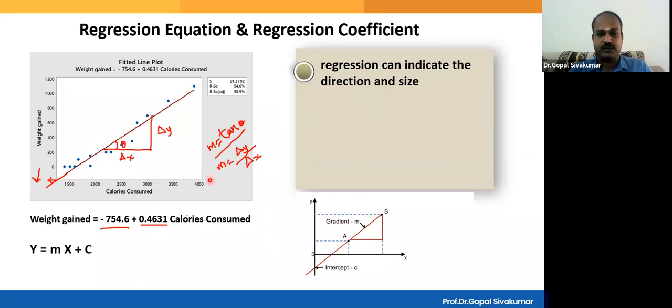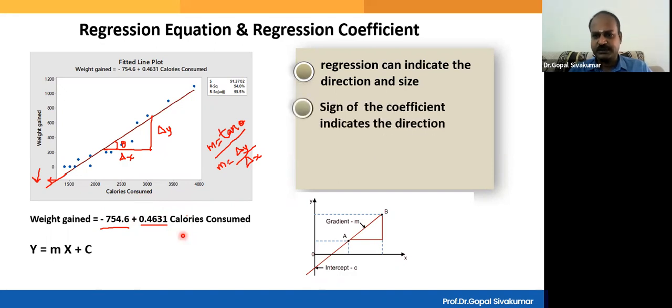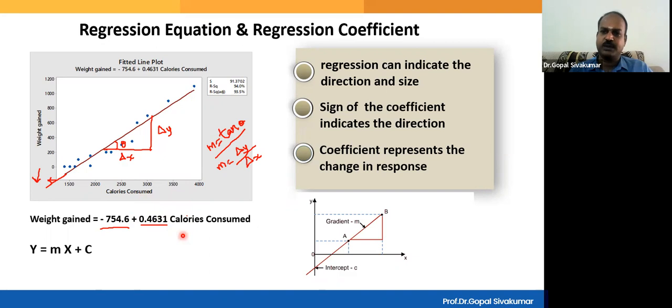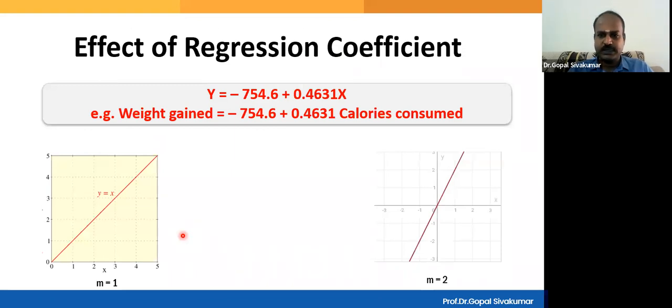You know what is the size of the relationship? 0.4631 gives you an idea. What idea is it? When I increase the x variable by 1 unit, the y variable will increase by 0.4631 unit. That means this regression coefficient can help you understand the direction as well as the size. The sign of the coefficient indicates the direction. The coefficient value represents the change in the response variable you may observe by changing the x variable by 1 unit.